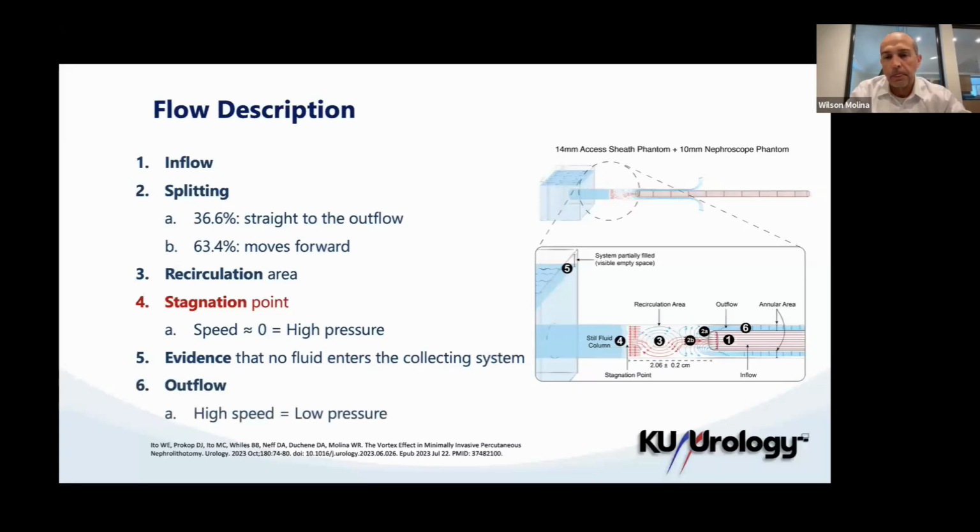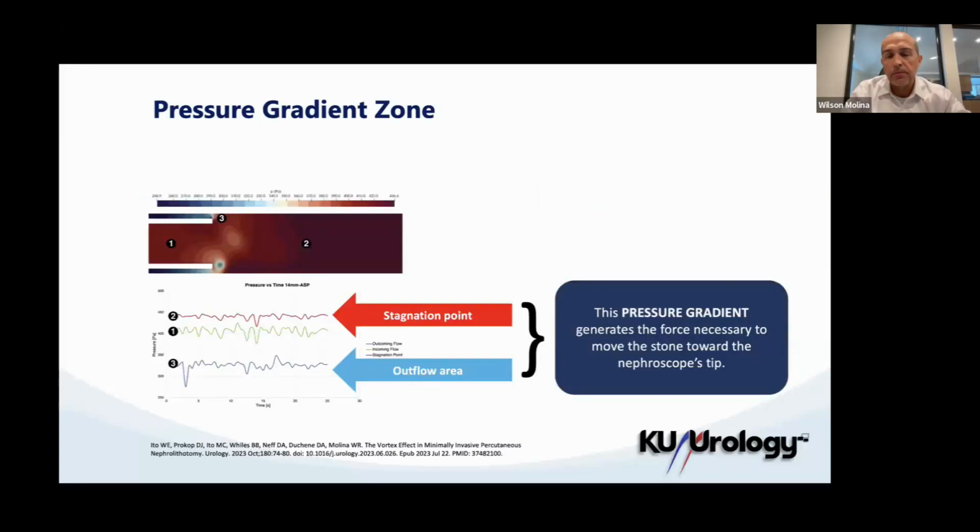And then when we ran some pressure measurements, we saw that on number 2, with the stagnation point, and number 1 is the nephroscope, and this is the difference between one versus the other. We really generate the force necessary to move the stone towards the nephroscope tip.